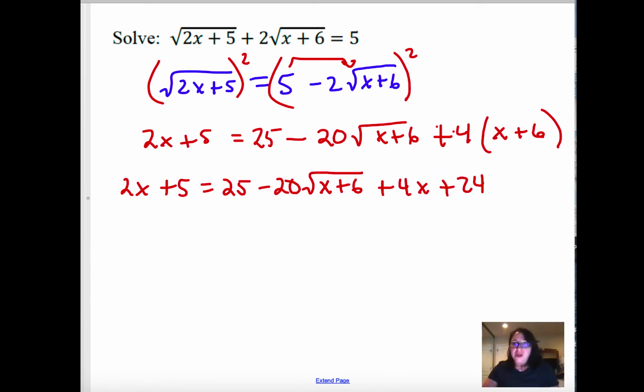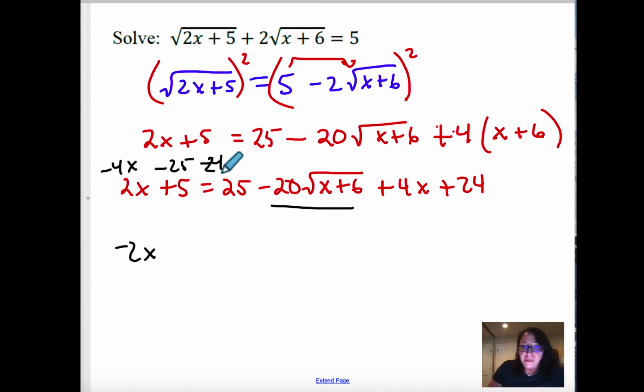So I'm going to move everything over to the left that is not attached to this root. So 25 is moving over, 4x is moving over, and 24 is moving over. And so what I have on the left, I get negative 2x, and then let's see here, I have negative 25 plus 5 is negative 20, and then negative 20 minus 24 is going to be negative 44, and then on the right, I get negative 20 times the square root of x plus 6.